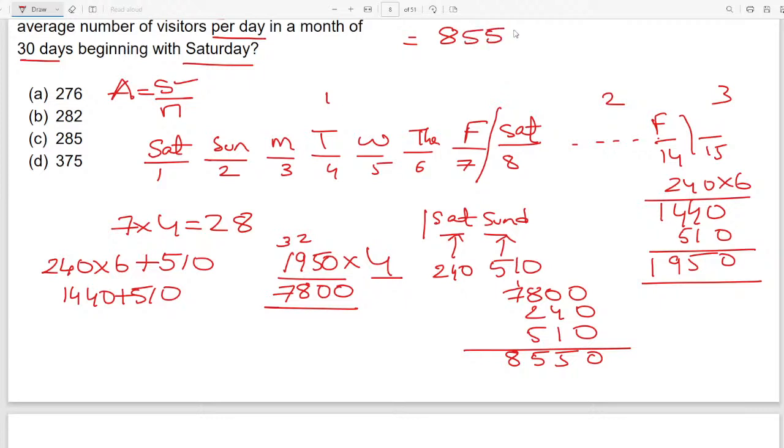8,550. This is the total sum of the visitors in this month of 30 days, and divided by the days, that is 30. 0, 0 cancels. 3 1s are 3. 3 2s are 6. 3 8s are 24, 3 5s are 15. This is 285. The correct answer is option C.